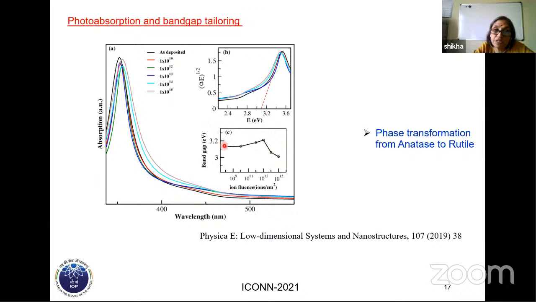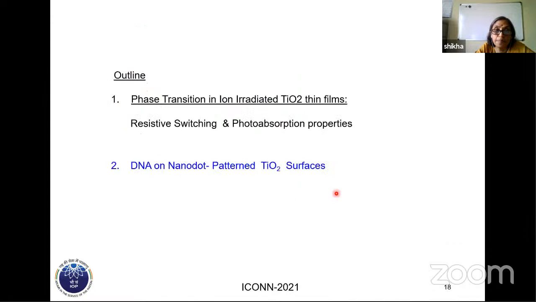And here also, if you see, initially the band gap is large and then it decreases. This is because it is going from anatase to rutile. Here also we see that the phase transformation has taken place, and so the phase transformation has taken place and the resistive switching properties are seen.